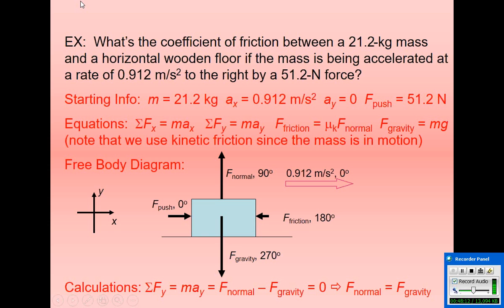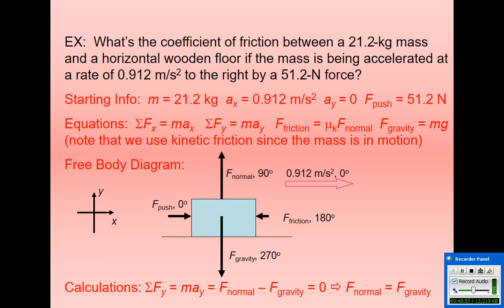Here's an example throwing you a bunch of information at once. In this example, we don't know the coefficient of friction between a mass and a floor. The mass is 21.2 kilograms, and at least it's on a horizontal floor. We are pushing on the mass to the right with a 51.2 Newton force. The mass is accelerating at a rate of 0.912 meters per second squared to the right. What is the coefficient of kinetic friction? That's the only one that we can determine.